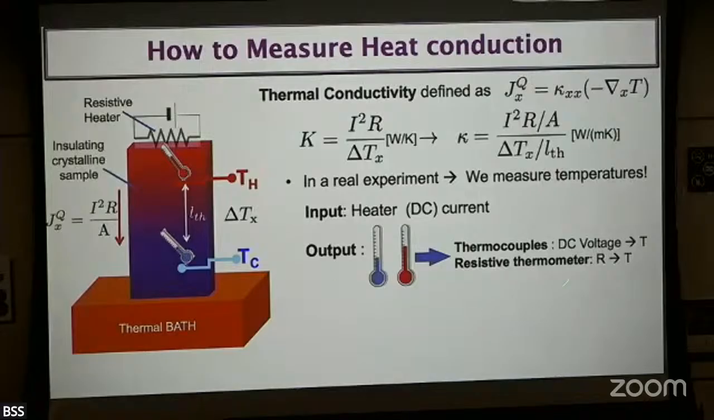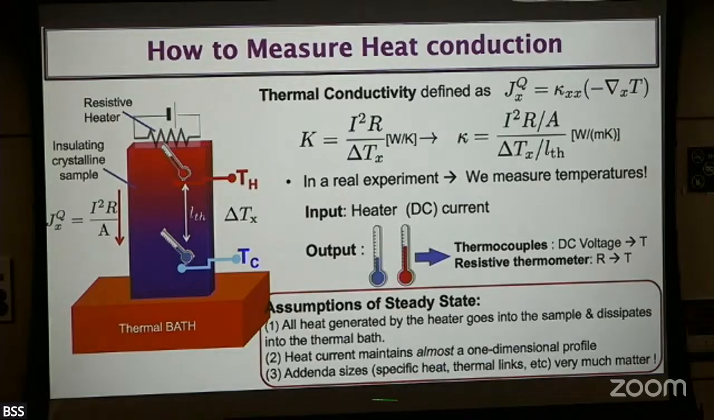And then we actually take the measurement, the output is temperature, and we understand our thermometer very, very well. Okay, and then here, this is the box that you guys asked about, the heater goes into the sample and dissipates into the thermal bath. But that's actually not true. For example, we thought there was good vacuum, but there might be some residual gas, and that can definitely short the heat path.